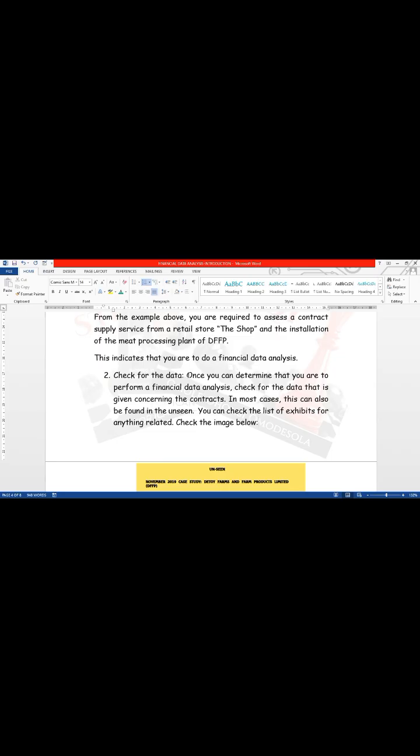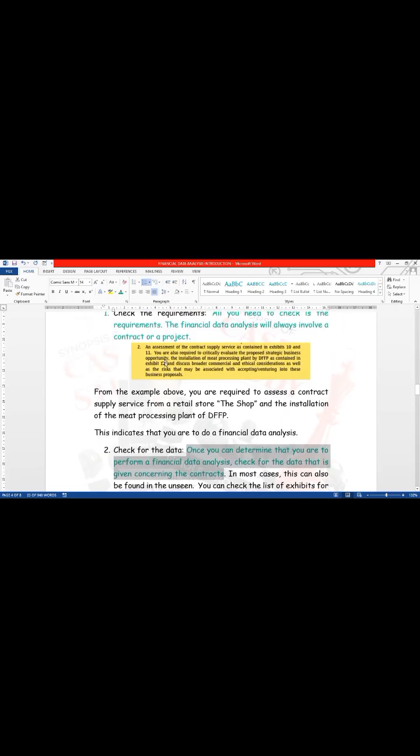Remember, what are we doing? We are analyzing financial data. We're analyzing the unprocessed information. So check for the data. Where is the data? Once you determine that you are performing a financial statement analysis, check for the data concerning the contract. Now, in this case, they are even kind of nice to us because they told us, as contained in Exhibit 10, as contained in Exhibit 11, as contained in Exhibit 12.